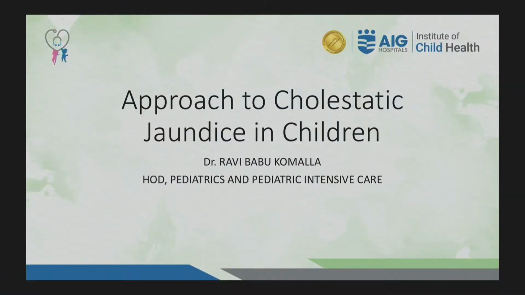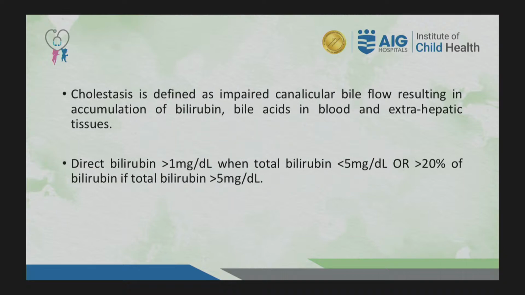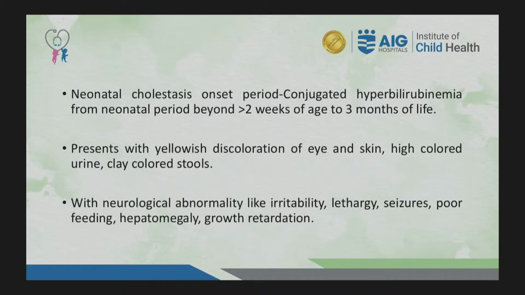I'm talking today about the approach to cholestatic jaundice in children. Cholestasis is defined as impaired bile flow resulting in accumulation of bilirubin and bile acid in the blood and extrahepatic tissue. It is defined as more than 1 mg per deciliter of direct bilirubin when total bilirubin is less than 5 mg per deciliter, or 20% of the bilirubin if the total bilirubin is more than 5 mg per deciliter.